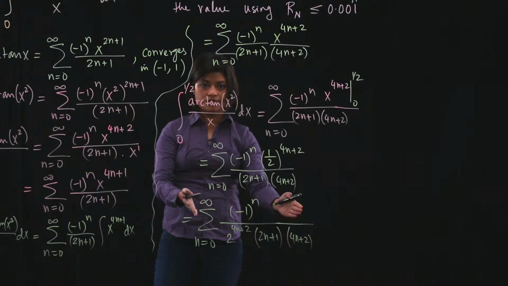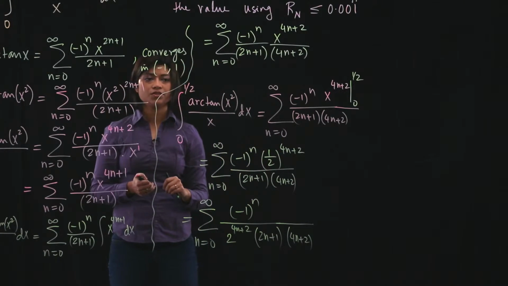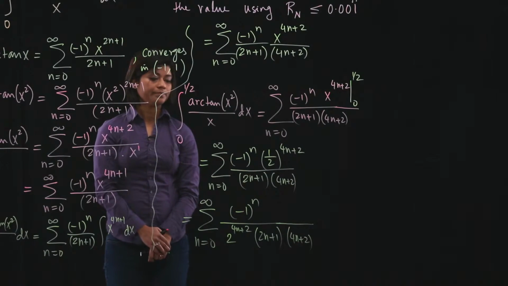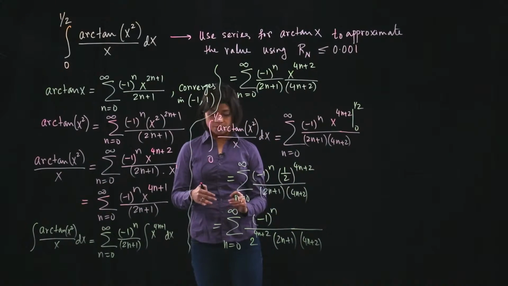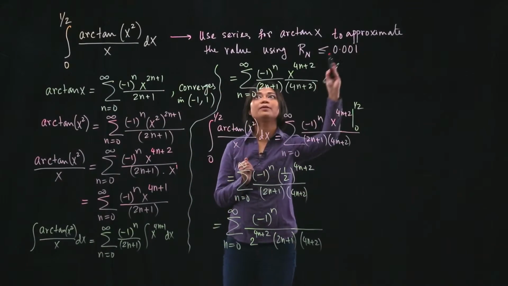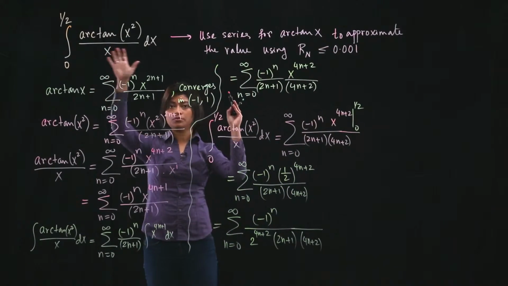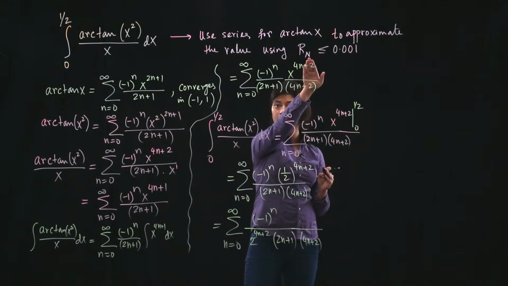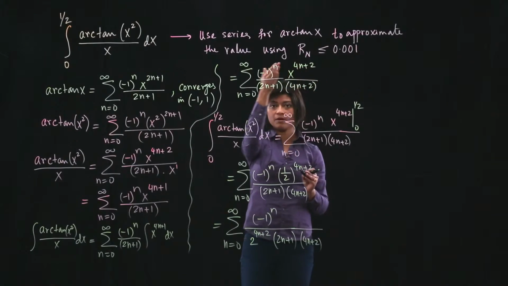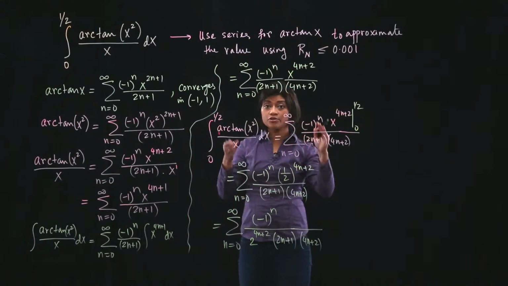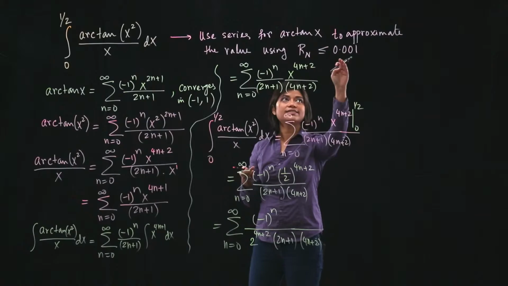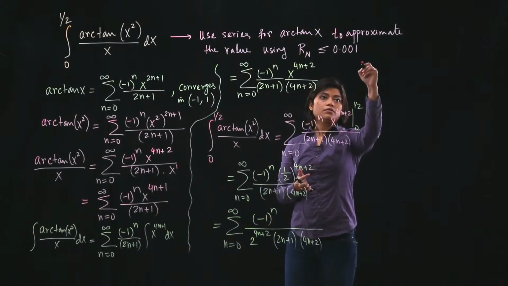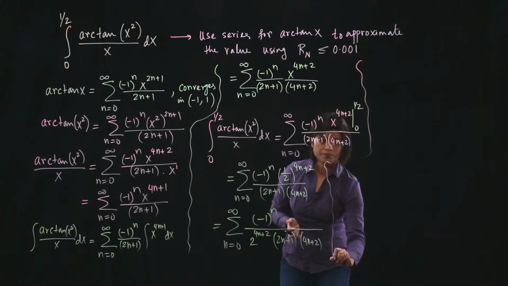So this is the series corresponding to the definite integral of arctan of x squared over x from 0 to 1/2. All right, to finish this problem, we have to approximate the value of this definite integral. And we have to use this fact that Rn, the remainder that we get from the alternating series, also gives us the error. The error is less than or equal to 0.001. So recall what we know about Rn.